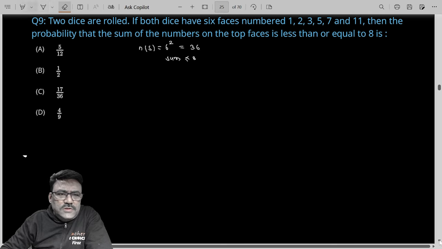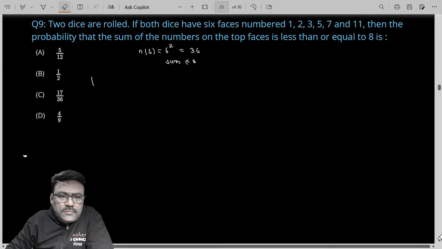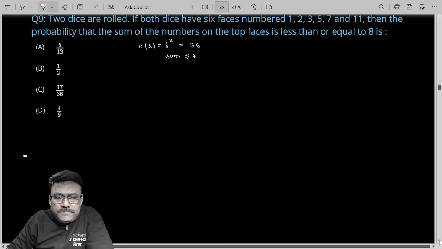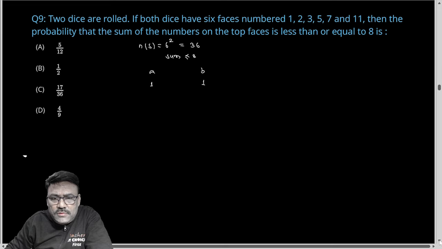Let me write fresh, so that I should not miss. If I take the first, I'm writing, let's say, A, comma B. Let's say I'm getting A and B. So if I take A as 1, B can be 1, B can be 2, B can be 3, B can be 5, B can be 7. The total is 5 possibilities here itself.